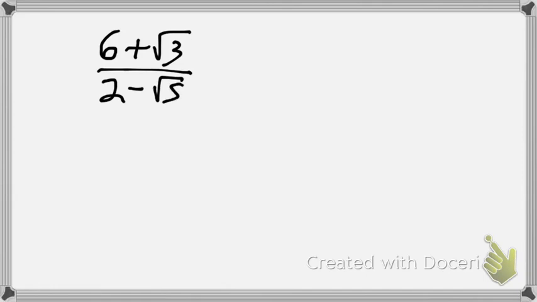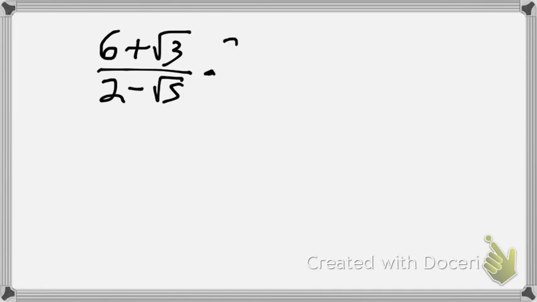So let's say I had something like 6 plus the square root of 3 over 2 minus the square root of 5. And I was asked to find the quotient of that. So what this means is I don't actually have to do any division. It simply means writing this in a way that has a rational denominator.